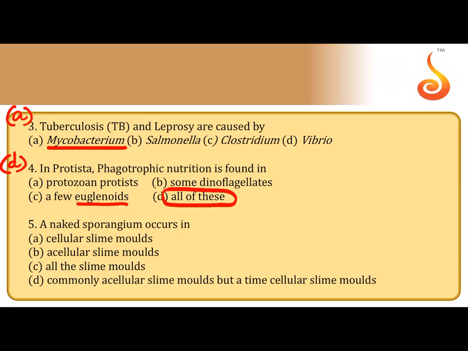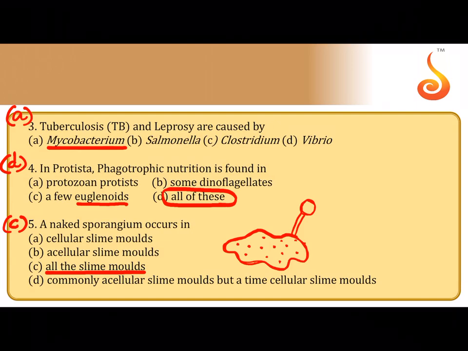A naked sporangium occurs in all the slime molds. Okay, so the answer is C. You know what a slime mold is? It has a mass of protoplasm with many nuclei in it, and during unfavorable conditions it develops fruiting bodies which are nothing but sporangia, and these sporangia will produce spores, isn't it? The sporangia is also naked, it is not covered with any cell wall. The entire plasmodium also has only a covering of plasma membrane. There is no covering of cell wall. That's why we call them naked. Initially they were thought to be fungi, but now they are placed under kingdom Protista.